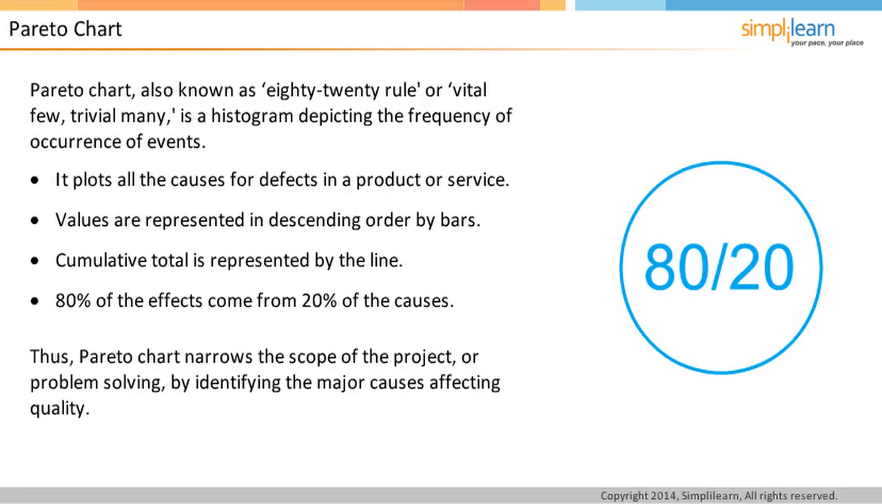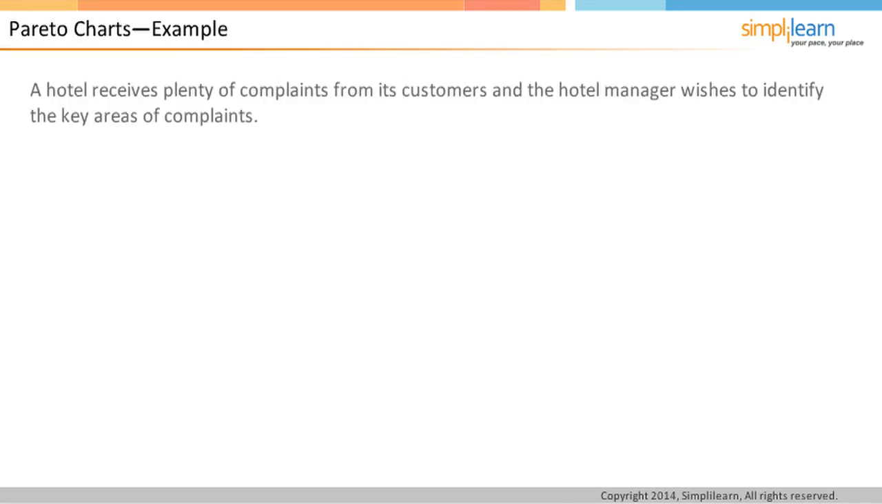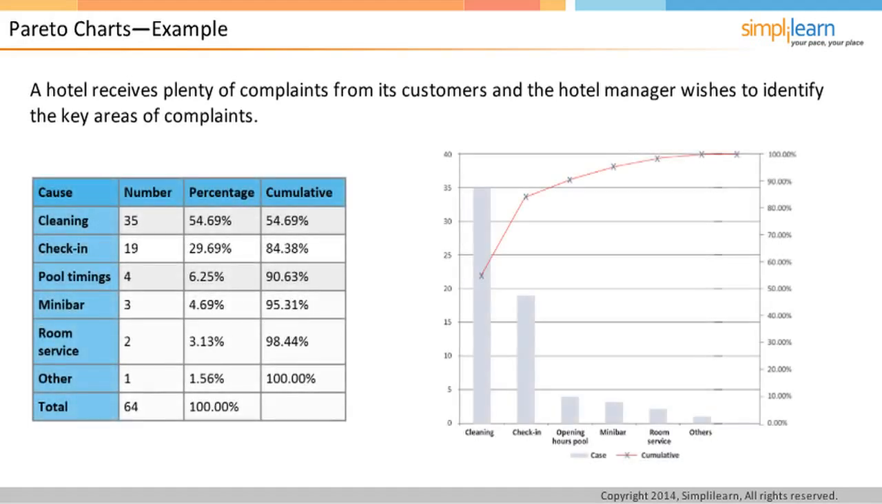A hotel receives plenty of complaints from its customers, and the hotel manager wishes to identify the key areas of complaints. Complaints were received in the following areas: cleaning, check-in, pool timings, minibar, room service, and miscellaneous. Cleaning and check-in can be noted as areas of concern, with 35 and 19 complaints respectively. Percentage is calculated for each cause of complaint, and the cumulative is derived. Pareto chart is plotted using this data. In the next screen, we will discuss network diagrams.